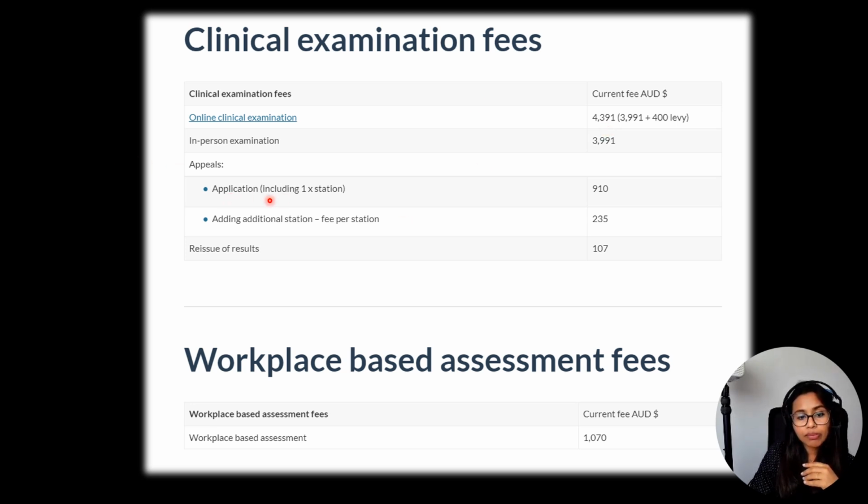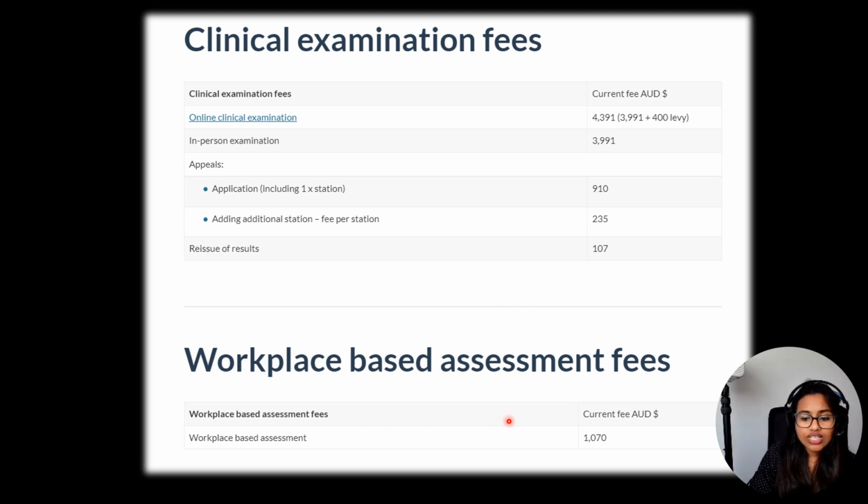Now, if you want to make an appeal, for example, you feel you did a station pretty well but failed that station, you can appeal. But for one station, you have to pay $910, and for each additional station, you have to pay 235 Australian dollars. If you want to reissue your results, it costs $107. Guys, it's a lot of money. So prepare really well so that you clear it in your first attempt and don't spend more money on this.